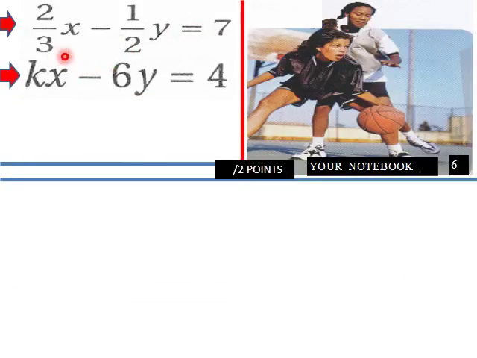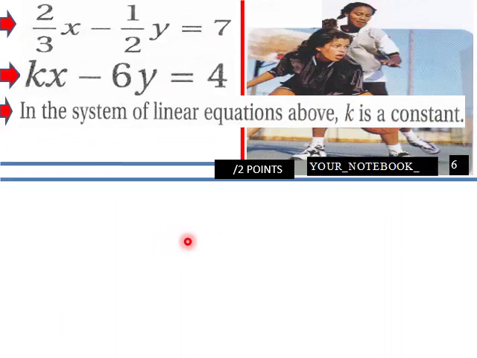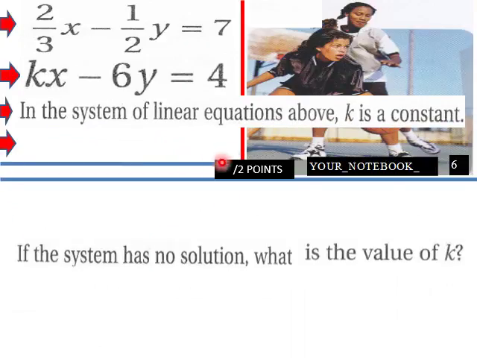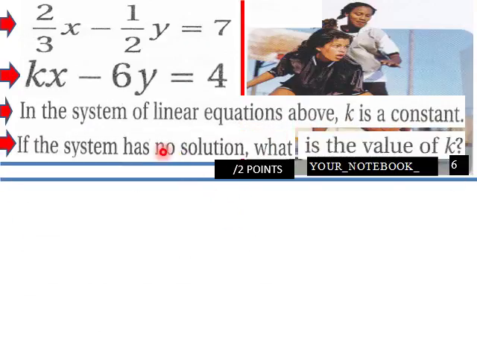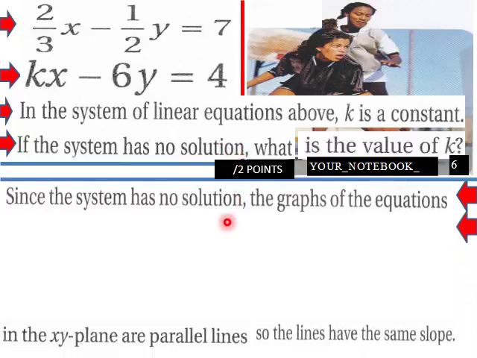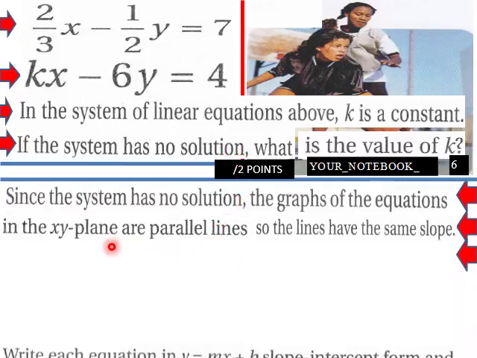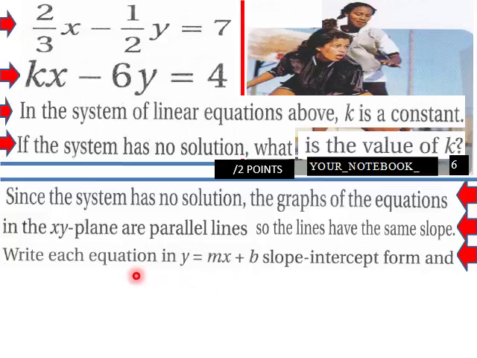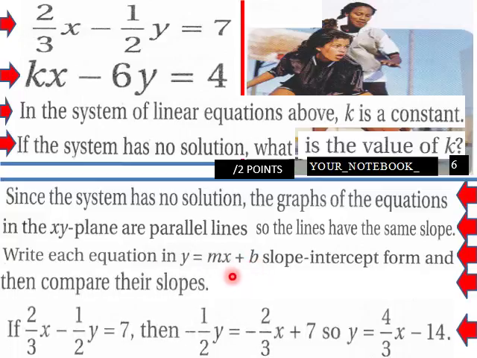Here's an example of a system. In the system of linear equations above, k is a constant. If the system has no solution, what is the value of k? With no solution, the graphs of the equations are parallel, so we put each into y equals mx plus b, where m is the same for both.